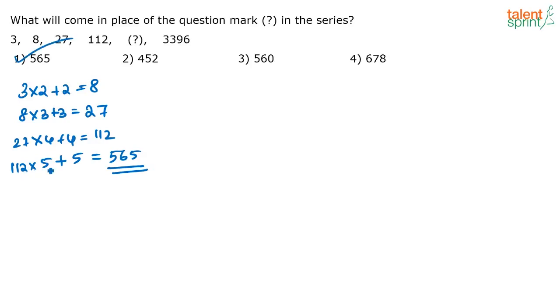See, actually, you didn't need to find the value exactly. 112 into 5, the last digit is going to be 0, again plus 5, so only one option is there which will end with 5. Obviously, we can take that. You didn't even multiply 112 into 5. Okay? Correct answer is option 1.